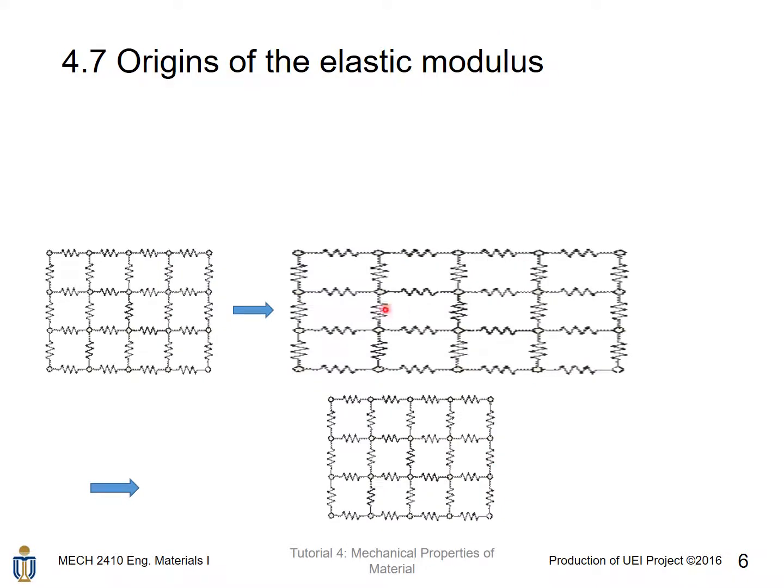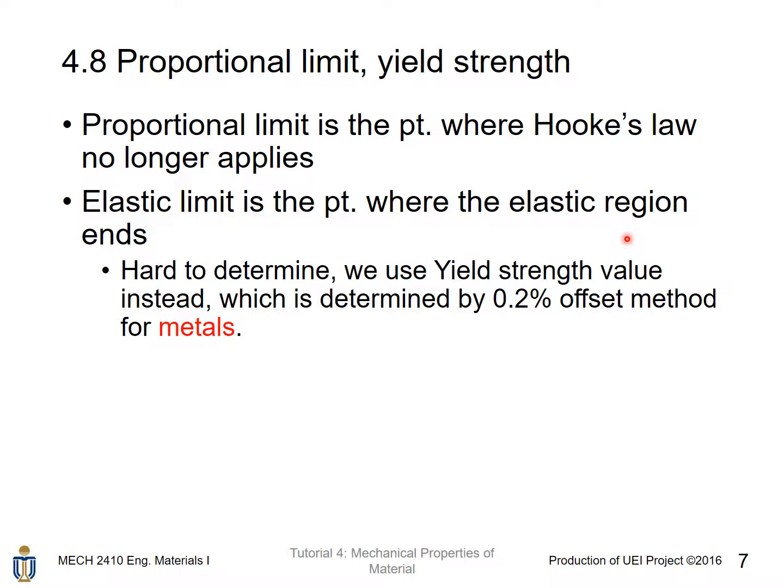So this is basically our elastic recovery demonstration. Let's say the applied force is not large enough, so the bonds will not be fully broken, and due to the attraction, it will recover again. Proportional limit is the point where Hooke's law no longer applies, or the end of the linear region. Elastic limit is where the elastic region ends, and which is quite hard to determine.